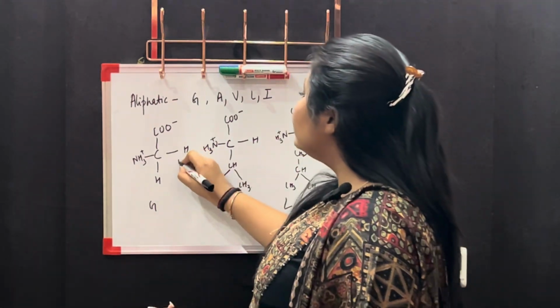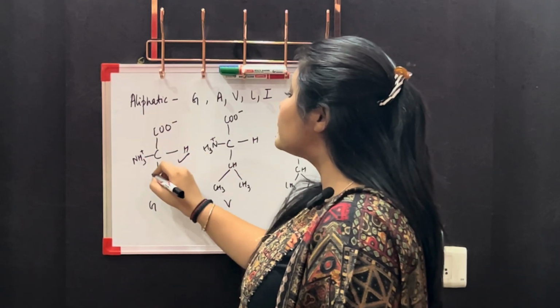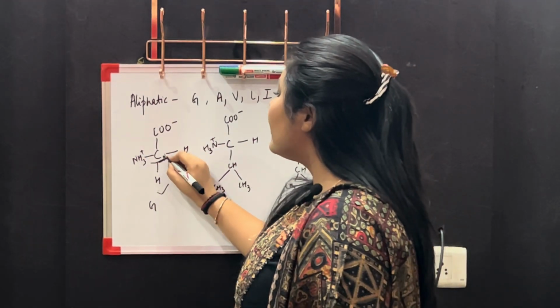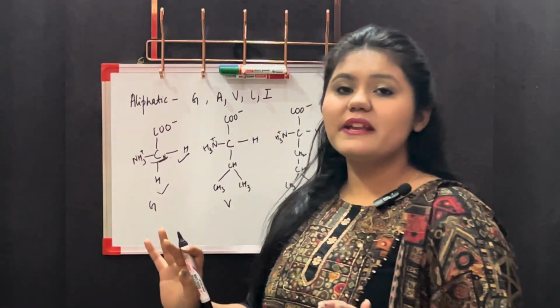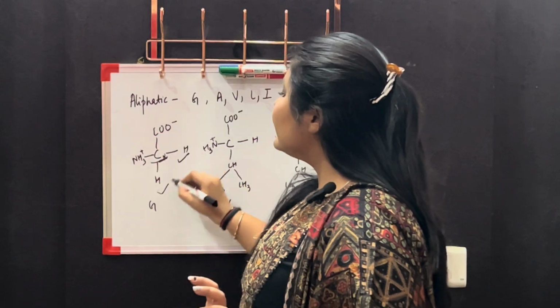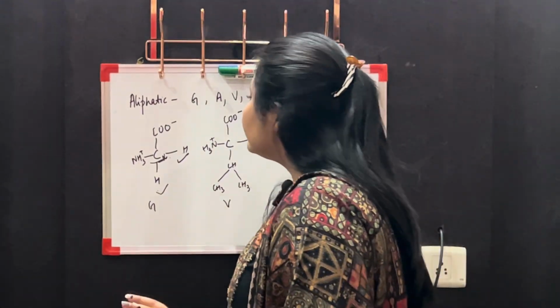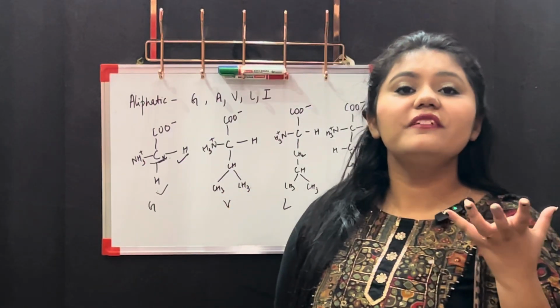Why? Because on these two positions we have hydrogen atoms. We do not have four different groups attached to this carbon, the alpha carbon, the only carbon that is present in glycine, the main chain carbon. So we can say that this is an optically inactive amino acid. All right. So these were the most important features of glycine.